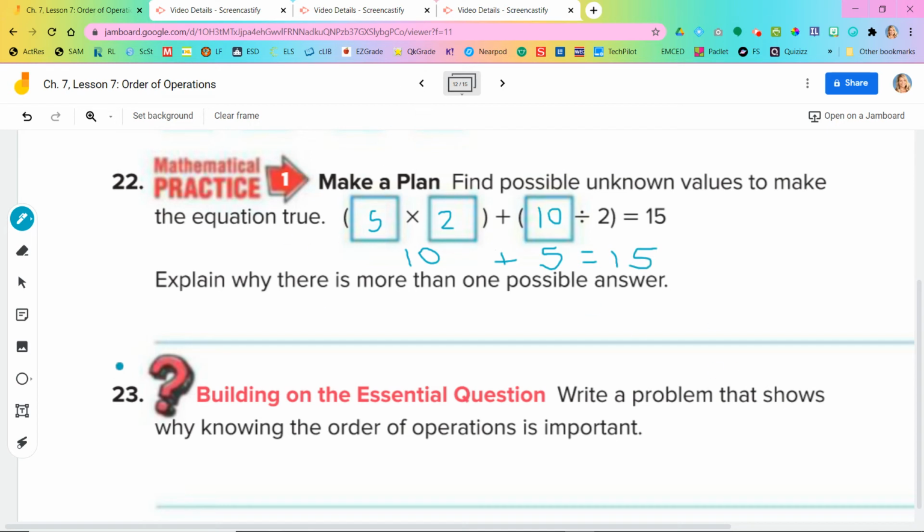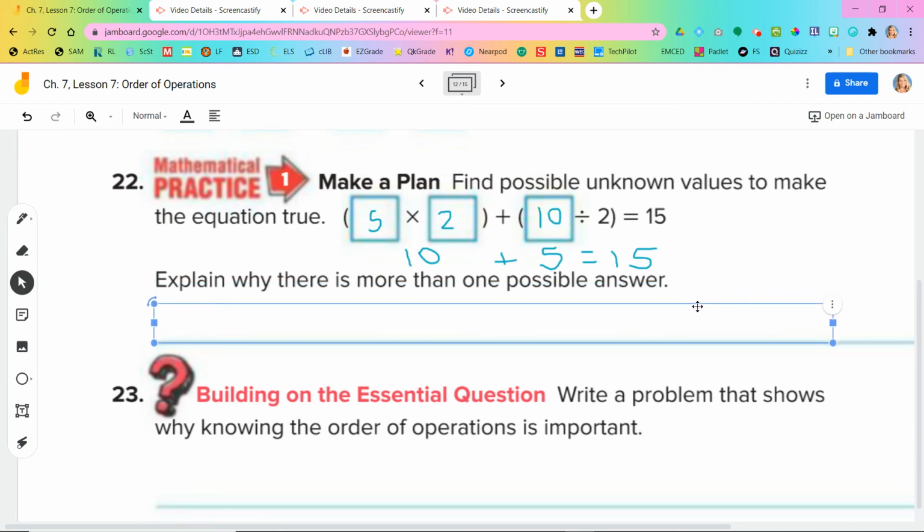Now, explain why there is more than one possible answer. So, give that a thought. Why do you think there's more than one possible answer to this problem right here? Think about how we started by looking at the groups. Why is it possible for there to be more than one way to solve this problem?